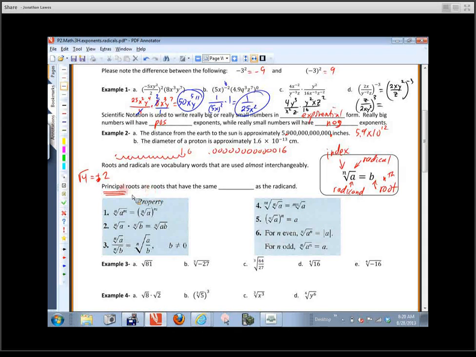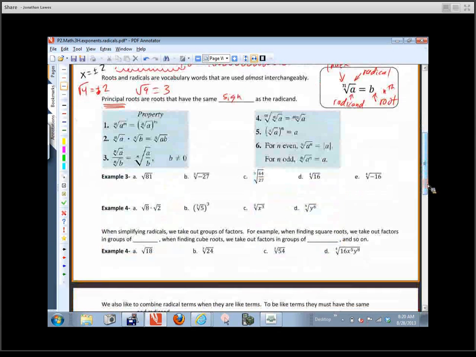A principal root has the same sign as the radicand. So if you see a problem like this, square root of 9, your answer's 3, not plus or minus 3. If you were solving an equation like this, x squared equals 4, and you put the square root in the problem, then what's the answer? Then it's plus or minus 2. If the root was in there to begin with, they're asking for the principal root. If you put it in there, then you've got to be aware of a couple of them.